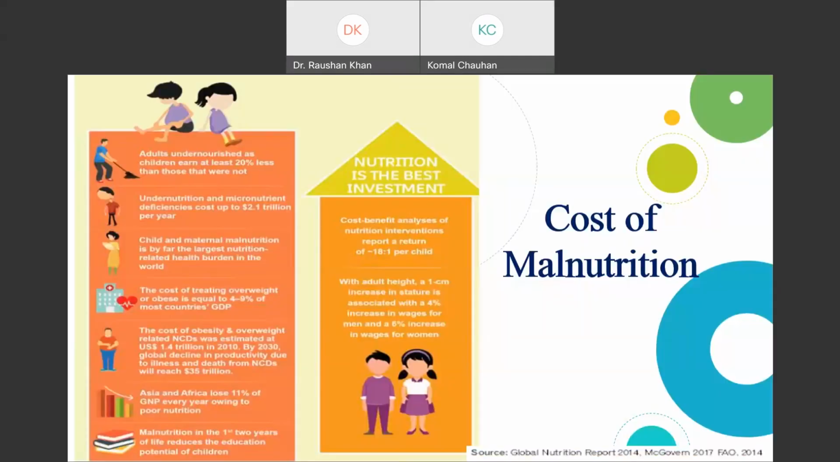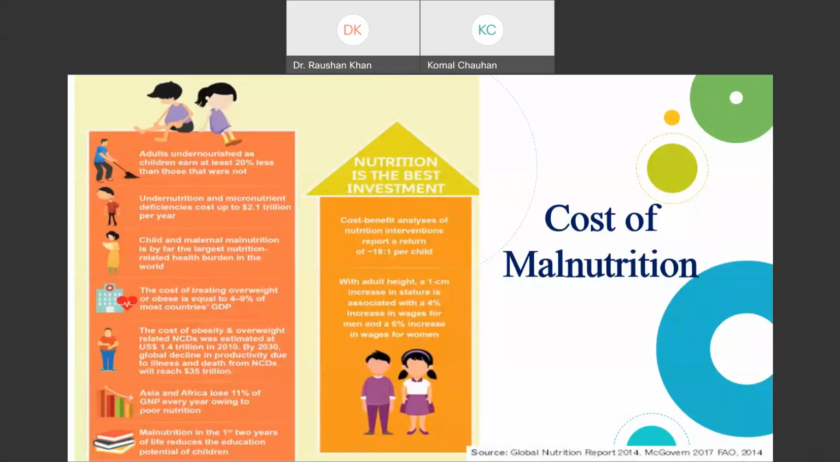Now, this slide shows the cost of malnutrition. As we see, this topic, malnutrition, is global. It has been noticed for decades, and still we are suffering from the problem of malnutrition. And it is not only a physiological process through which a child's development is restricted. It also costs us physically and financially as well.